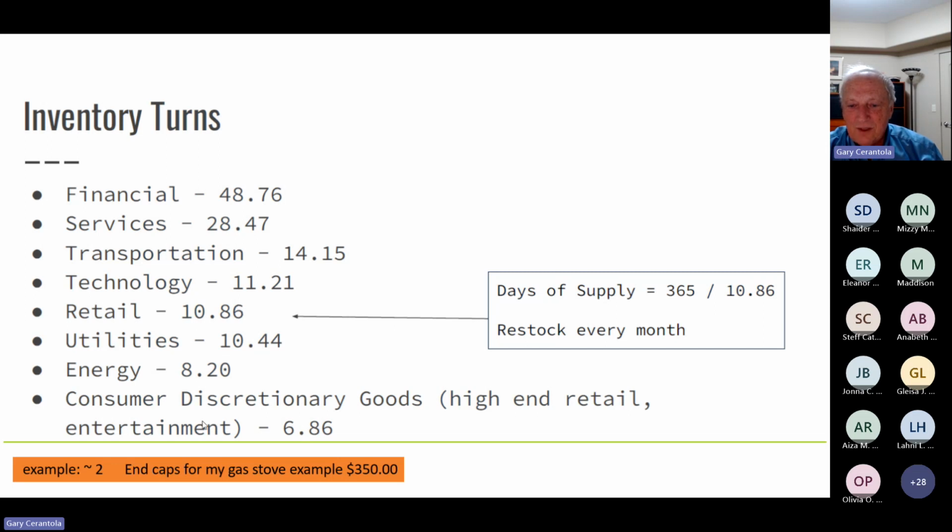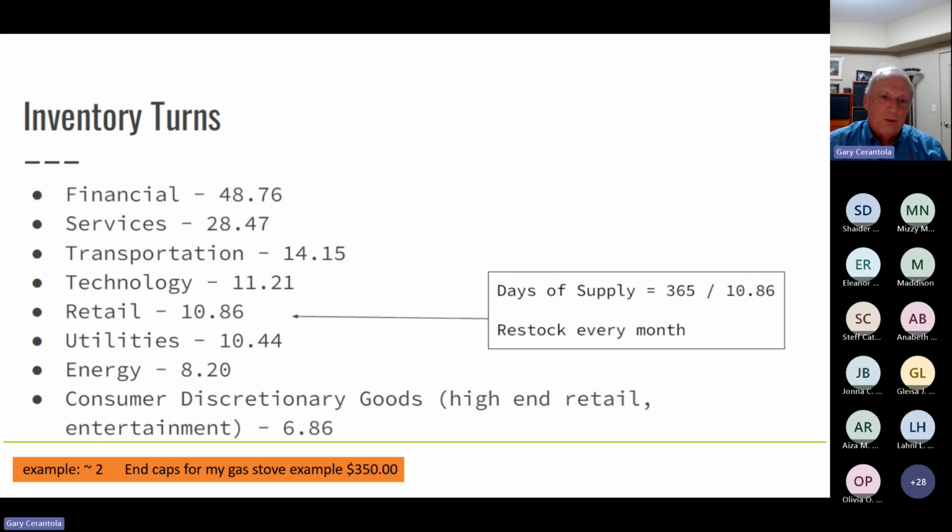I'll just talk about this one here. Consumer discretionary goods like high-end retail. I'll give you my gas example. So I put in a new gas range 2 months ago, and I ordered it off of Best Buy. That's what you do. And then the package comes, and lo and behold, the end caps for that range weren't there. So I call the company. They say, well, it'll be weeks before we can get that. But if you go to a supplier, you can buy spare parts. All right.